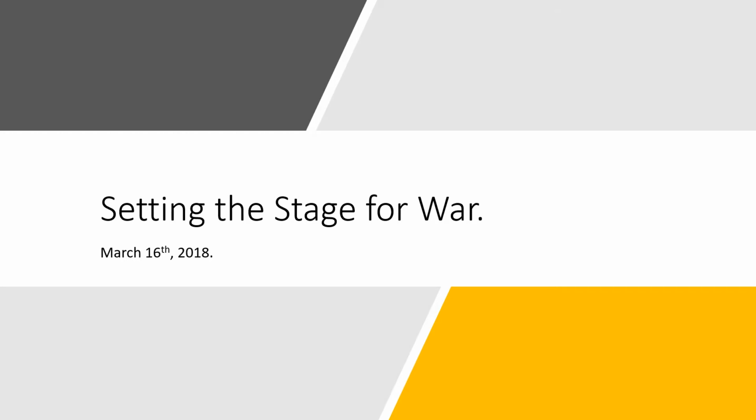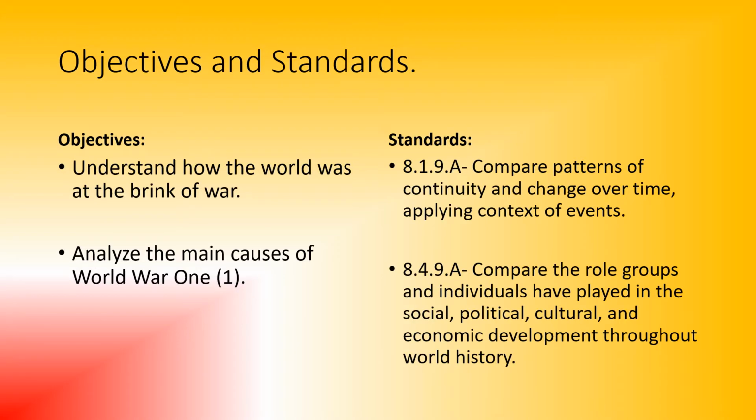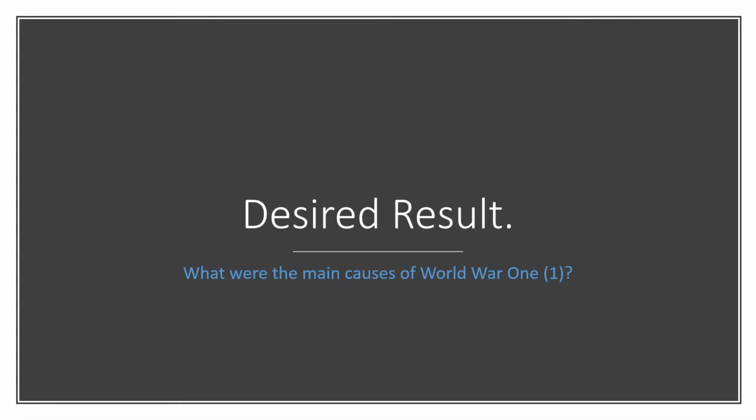So for today we're going to talk about some of the elements that led up to World War One, and then what event finally kind of started the war. Our objectives and standards are to understand how the world was at the brink of war and to analyze the main cause of World War One. Please take a moment to read over the standards. And our desired result is, what were the main causes of World War One?